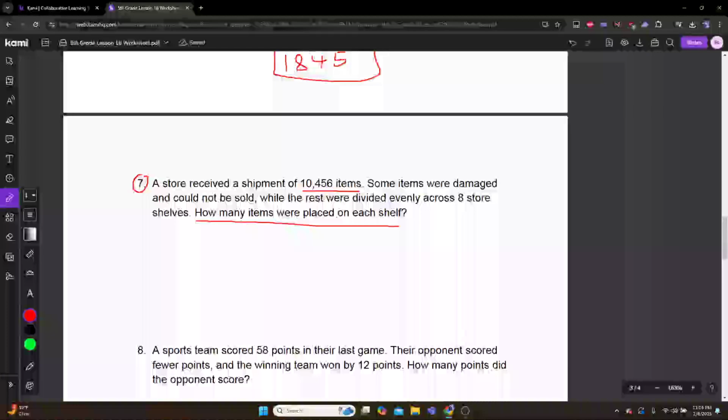Okay. So it says that it was divided evenly across 8 store shelves, so the logical approach would be to divide this number by 8, but it gives us this information that some items were damaged and could not be sold, which means that out of these 10,456, before we divide, we would have to subtract the number of items that could not be sold, the damaged items. But since the problem does not give us how many items were damaged, we don't know what number to divide by 8. So, this problem cannot be solved with the information given. There's not enough information.